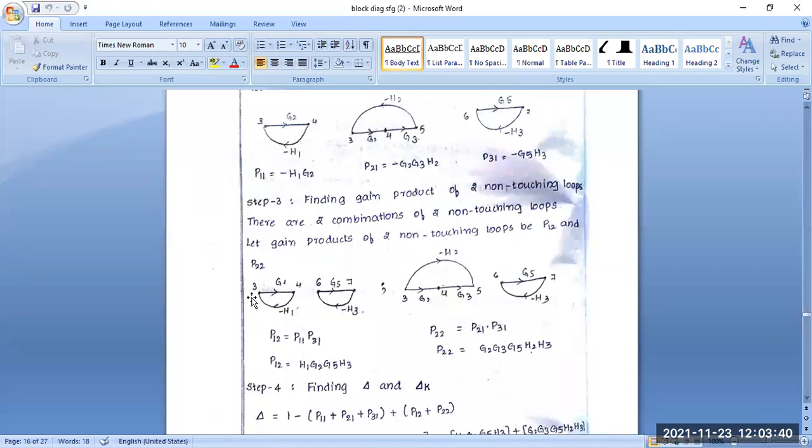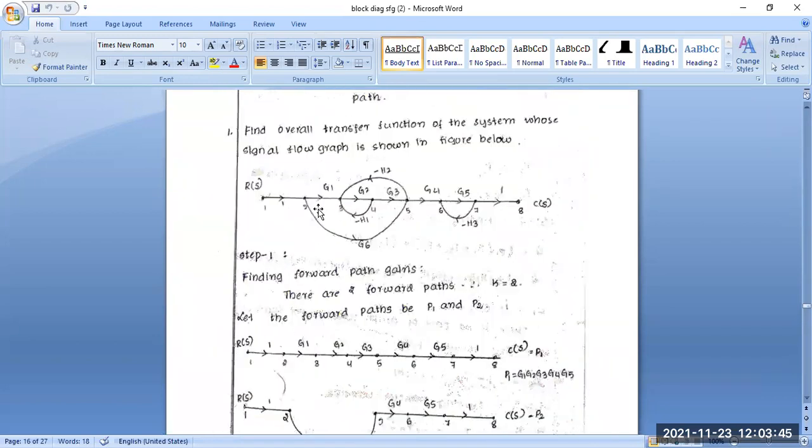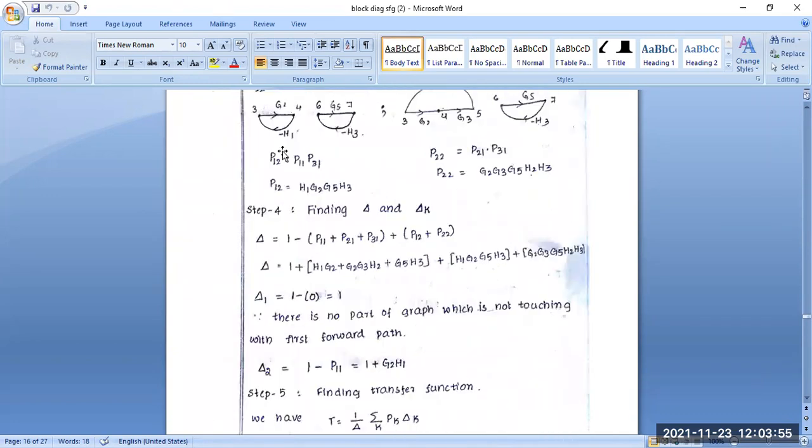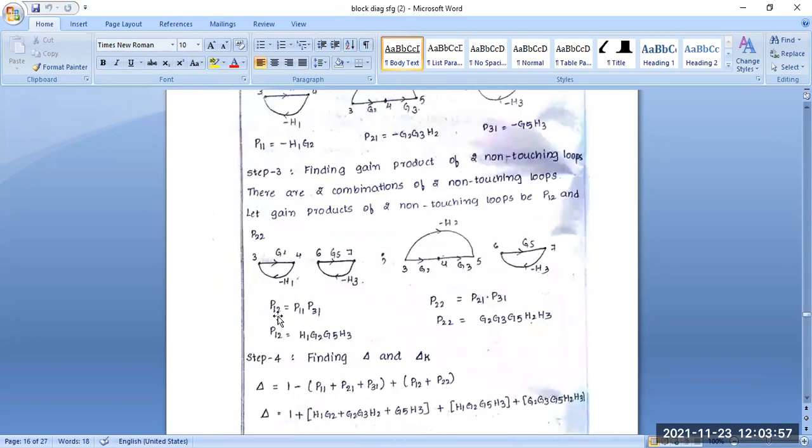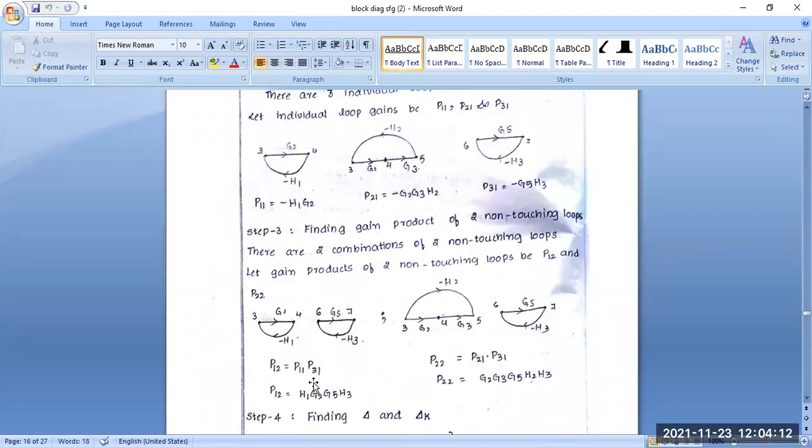First one, this is 3 and 4 and 6 and 7 node. That means this node and these loops, these are the 2 non-touching loops. Clear? So we can easily calculate it from here. That is P12, this is P11 and P31, so P12 is equal to H1, G2, G5 and H3. And this value is coming from here.